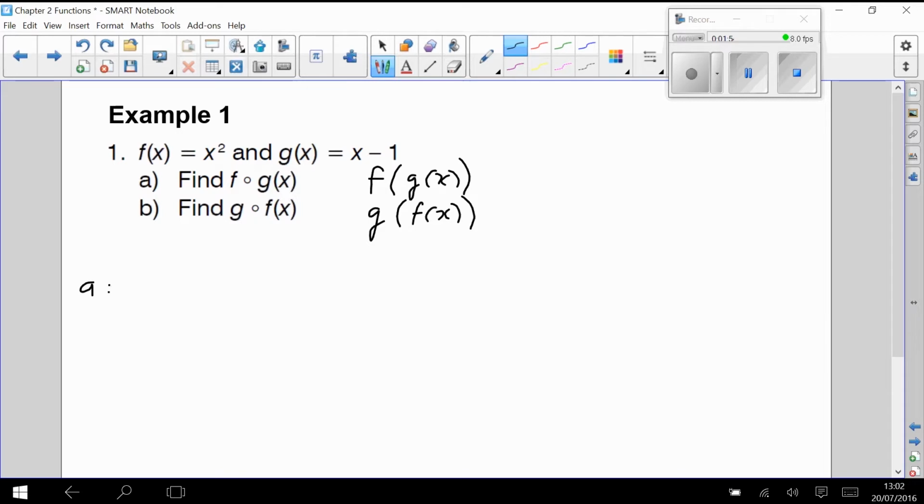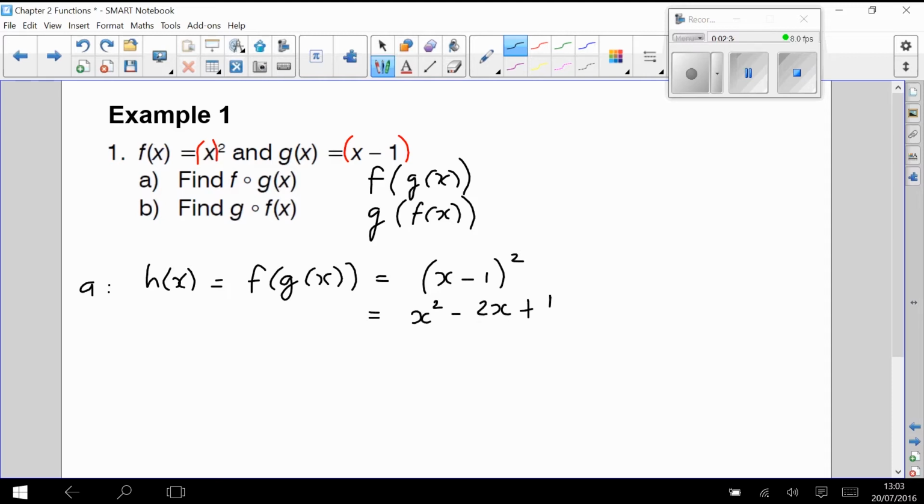So let's get the answers for A and B. In A, I must take my f graph, and in the place of x, in the f graph, I'm going to replace it with g of x. In other words, let's call our new function h of x, which is in fact going to be f of g of x, is going to be when I take the f graph and in the place of x, I put g of x. In other words, this graph, this function, is going to be x squared minus 2x plus 1.